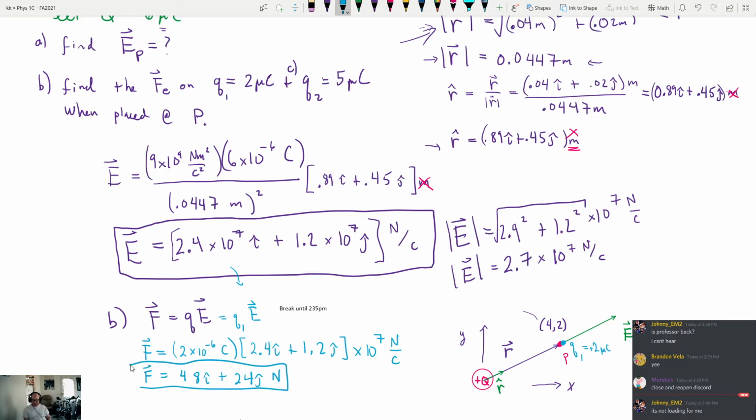And as expected, it points in the first quadrant because these are both positive, right? That means the force also points along this same line right here. That's the direction of the force on this particle. Does it make sense? Well, it's a positive charge, and it's feeling a force pushing it away from the positive charge. So that's correct, right?